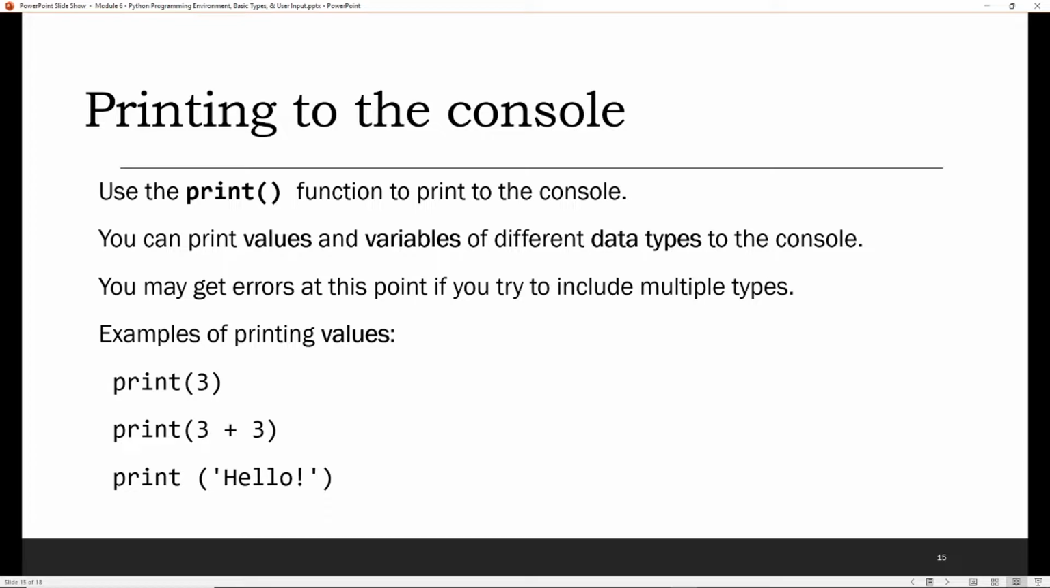You can print values and variables of different data types to the console. However, you may get errors at this point if you try to include variables and values that are different data types. Here are a few examples of printing values. We can simply print 3. We can actually perform mathematical operations inside functions as well. So print parentheses 3 plus 3 will result in 6 being printed to the console. And finally, we can print strings like print hello. We enclose it in single quotes.